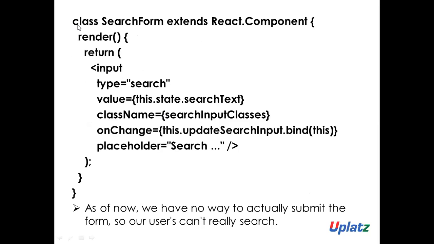Class SearchForm extends React.Component. I have a render here, right? So these are the controlled components. Input type search, value this.state.searchText, className searchInputClasses, onChange. I'm just updating the search input field and I am binding that. I have a placeholder for search in the search form.